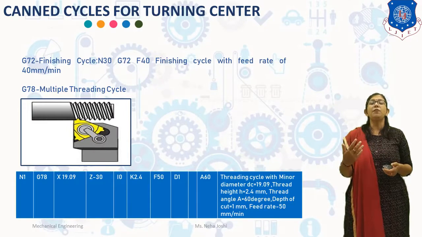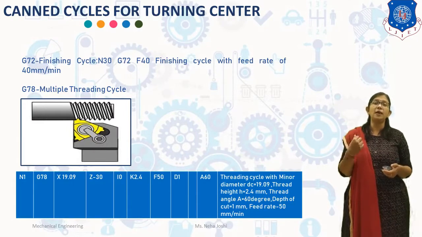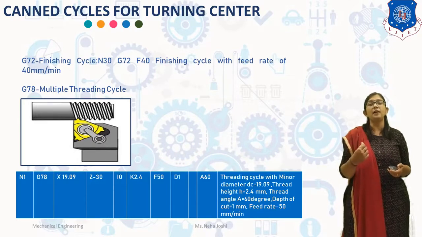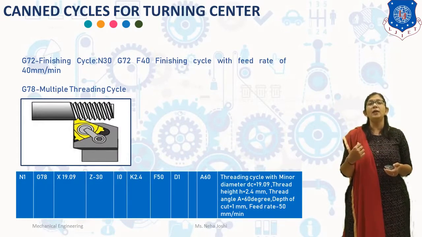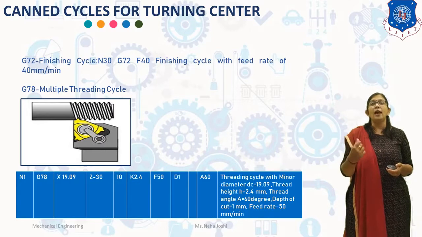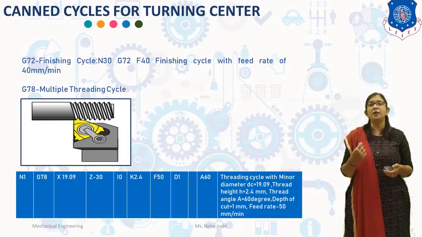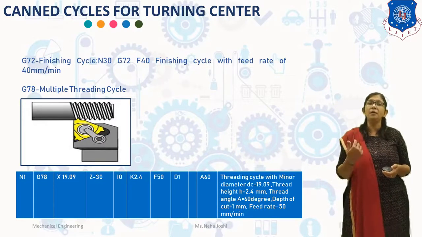The first is, you can see here, sequence number N1. Then G78 is the multiple threading cycle with minor diameter DC, 19.09 mm. Thread height is 2.4 mm. Thread angle A is 60 degrees. Depth of cut is 1 mm and feed rate is 50 mm per minute.